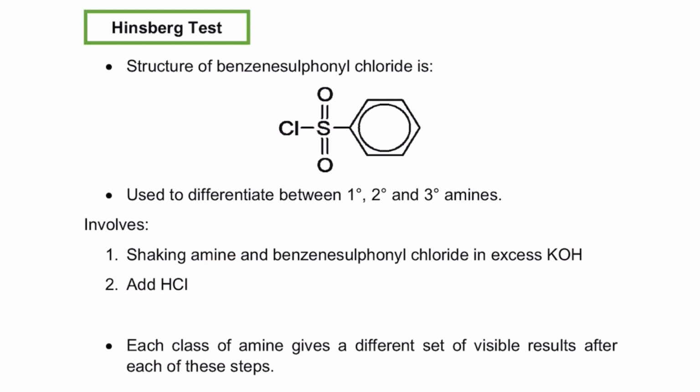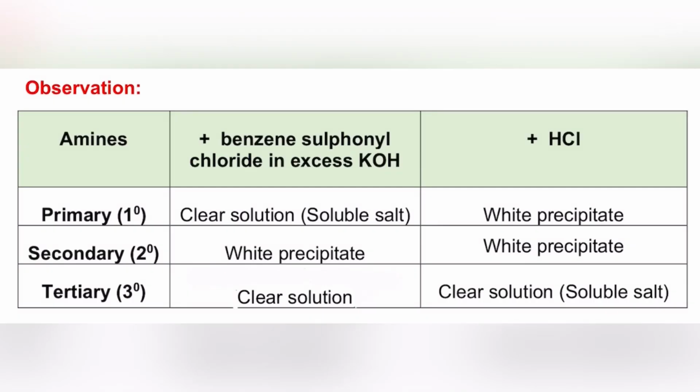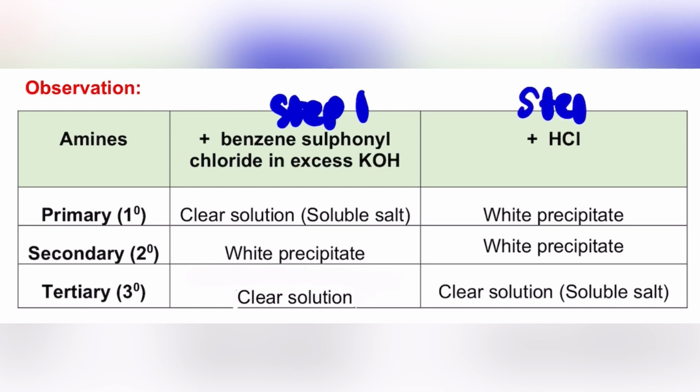So maknanya setiap satu step akan ada specific observation. So apa observation yang saya maksudkan? Let's say kita ada 3 different classes of amine. We are going to choose based on step 1. Step 1 adalah awak masukkan amine bersama dengan benzene sulfonyl chloride in excess KOH. After that, step 2 adalah awak masukkan HCl. So, berdasarkan dua step ini kita akan lihat apa observation yang awak akan record.